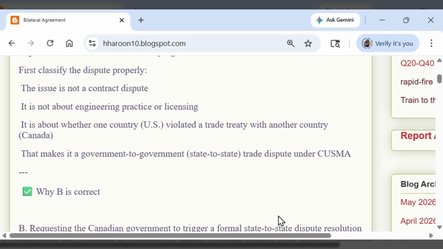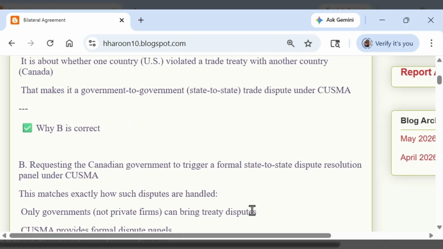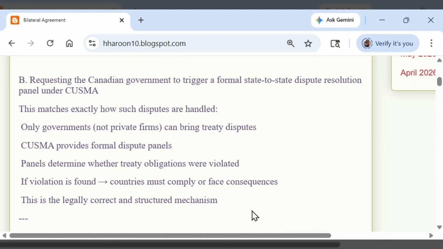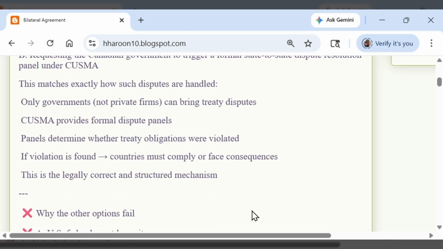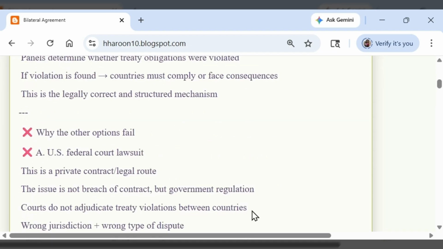Why B is correct? B. Requesting the Canadian government to trigger a formal state-to-state dispute resolution panel under CUSMA. This matches exactly how such disputes are handled. Only governments, not private firms, can bring treaty disputes. CUSMA provides formal dispute panels. Panels determine whether treaty obligations were violated. If a violation is found, countries must comply or face consequences. This is the legally correct and structured mechanism.